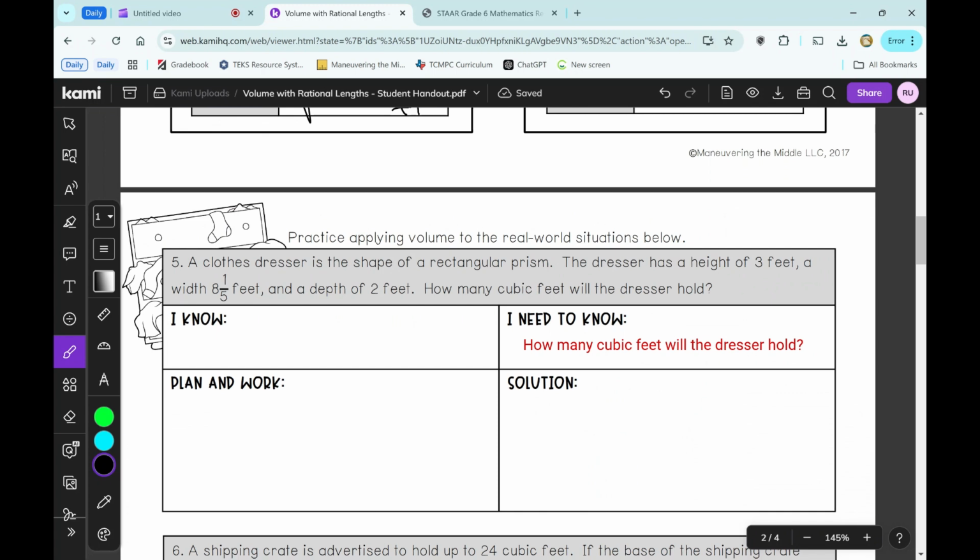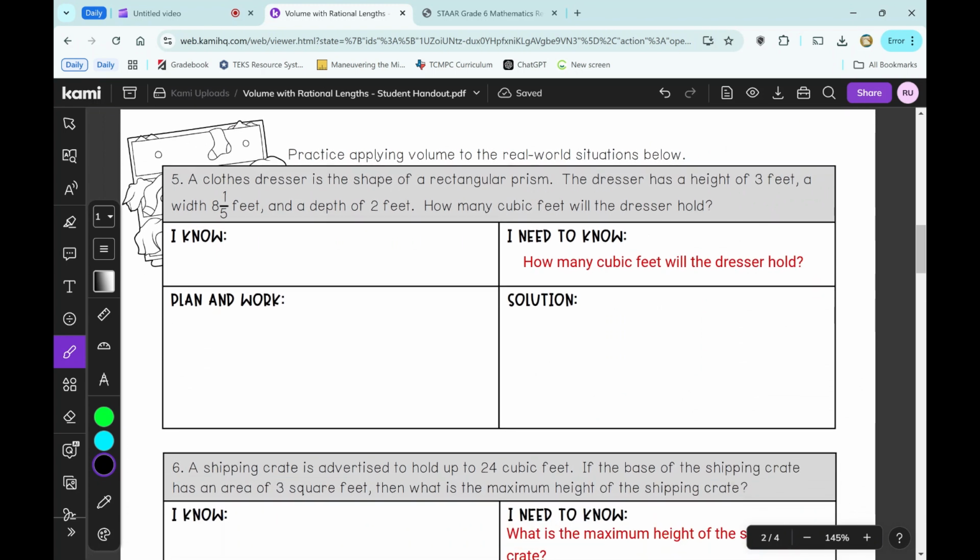The next part of this lesson is practicing applying volume to real world situations below. A closed dresser is the shape of a rectangular prism. The dresser has a height of 3 feet, a width of 8 1/5 feet, and a depth of 2 feet. How many cubic feet will the dresser hold?